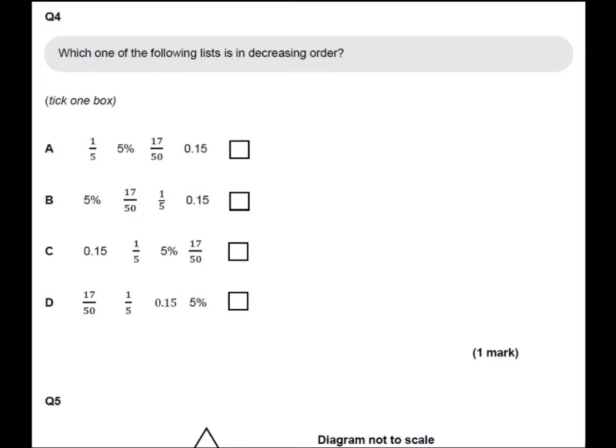Question 4. Which one of the following lists is in decreasing order? So we've got a mixture of fractions, decimals and percentages, which takes us back to the loop of life. So all of them are the same fraction, decimal and percentage. We just need to find the right order. Now, I've always reminded you in the lessons that 1/5 as a decimal is 0.2. 5% means 5 divided by 100, so that's 0.05. That's our 5%.